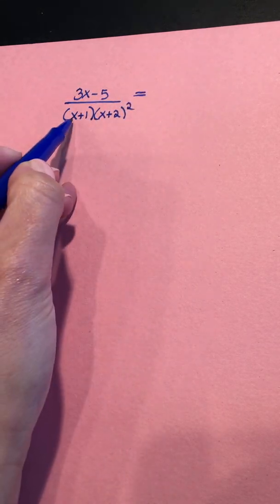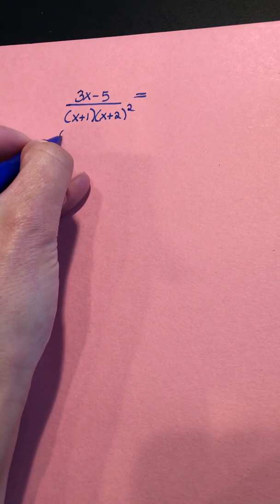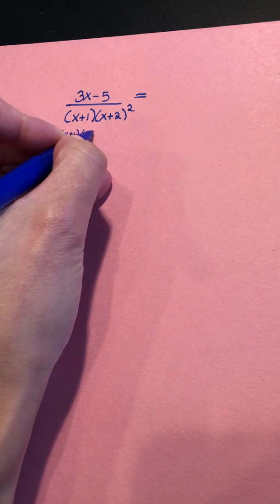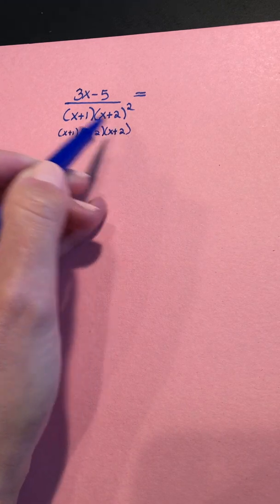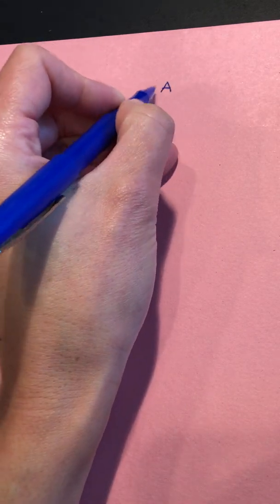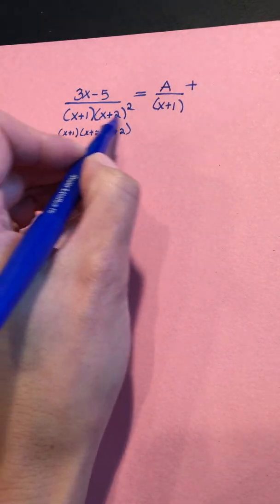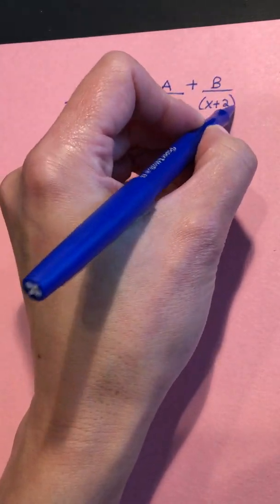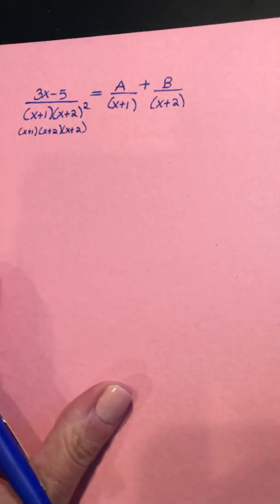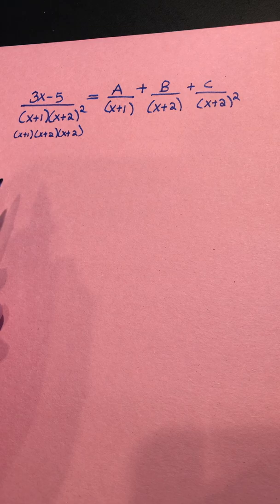In the denominator, I technically have 3 factors. This is really x plus 1 times x plus 2 times x plus 2. Anytime I have 3 factors, I need 3 fractions. So I'd have A over the quantity x plus 1, but for the repeated factor, remember, I'd have to do B over the quantity x plus 2 to the first power, plus C over the quantity x plus 2 to the second power. You could work this out on your own if you'd like and realize that it would work.